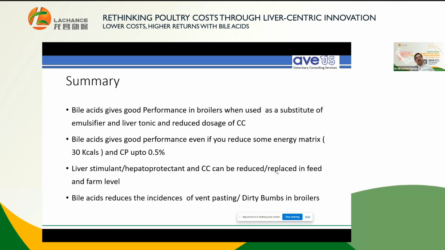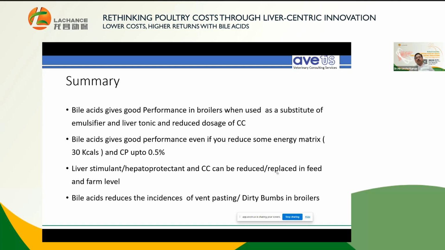In summary, bile acid gives good performance in broilers when used as a substitute for emulsifier, liver tonic, and regulated doses of choline chloride. Bile acid gives good performance even if you reduce energy. We have worked up to 50 kilocalorie. With the previous speaker, we have seen that she has reduced around 50 kilocalorie and 100 kilocalorie as well. Going further, we can take up that study of how it works in those negative control parameters as far as the energy is concerned.